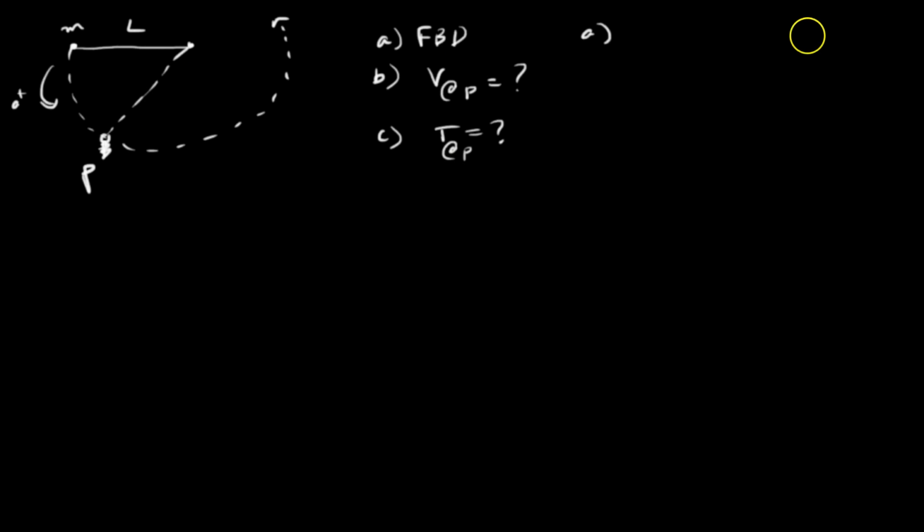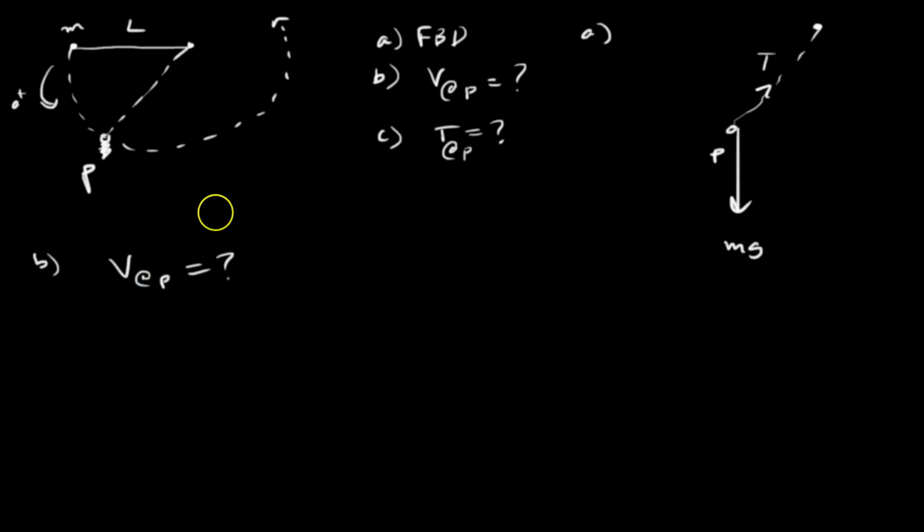So we have this bob at point P. We know that mg is down, and we have a tension. Okay, part A, bam, done. Part B, velocity at point P equals what?